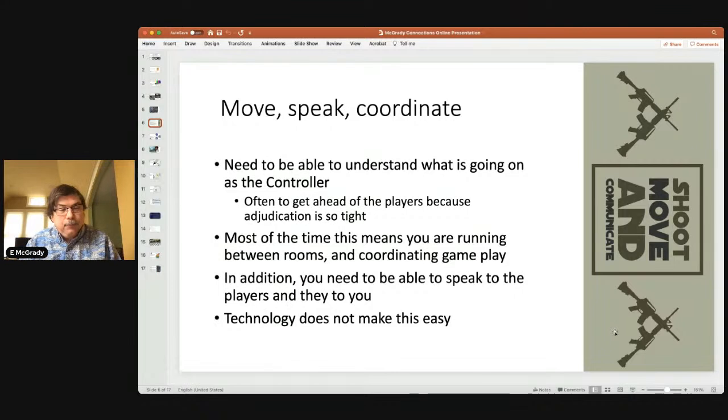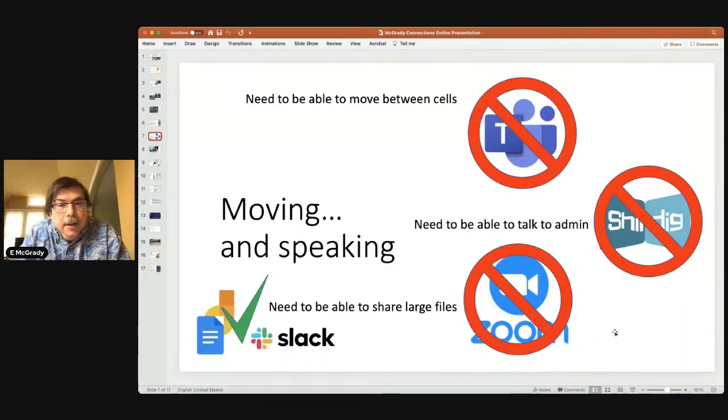Teams is the primary example of where this becomes a challenge because you can only be assigned to one room, as I understand it, not an expert on this stuff, and then you can only go back to the main room. You can't jump around between multiple rooms. This is a challenge, because most of the time what I need to do is run between rooms and coordinate gameplay. In addition, I need to be able to talk to the players and they need to be able to talk to me. In some cases, on some platforms, that can become difficult, and technology doesn't always make it easy.